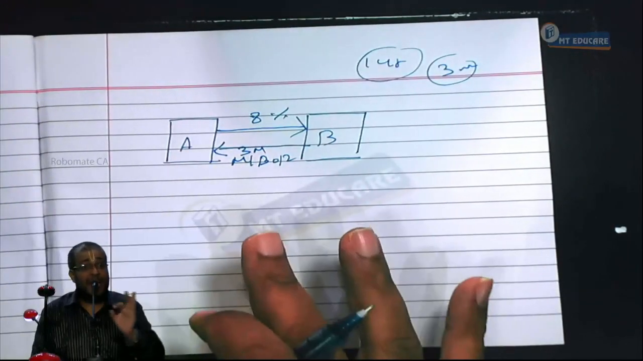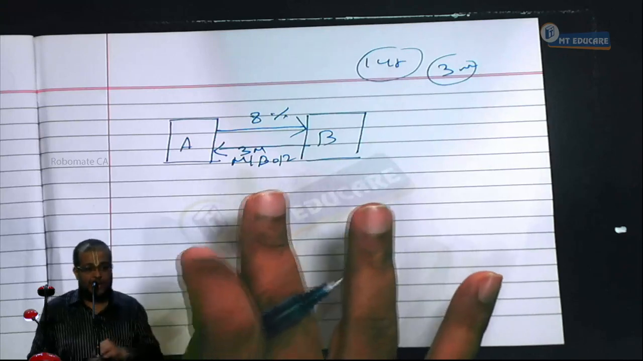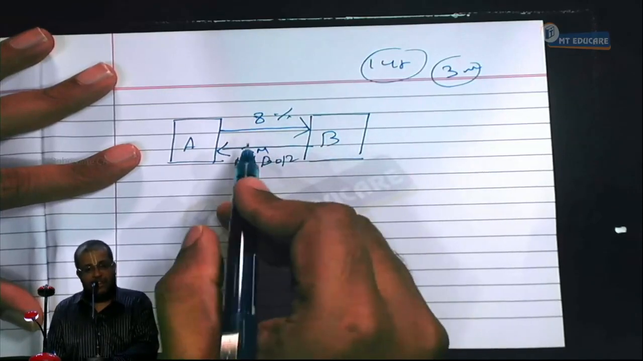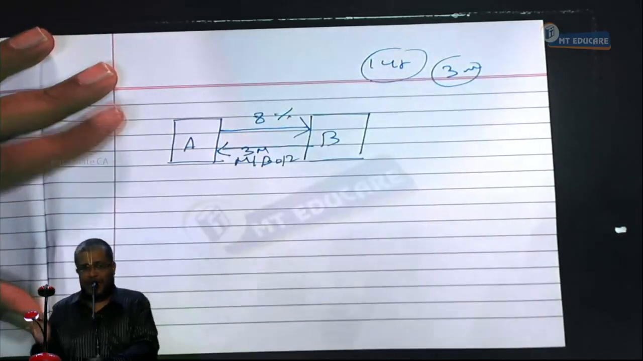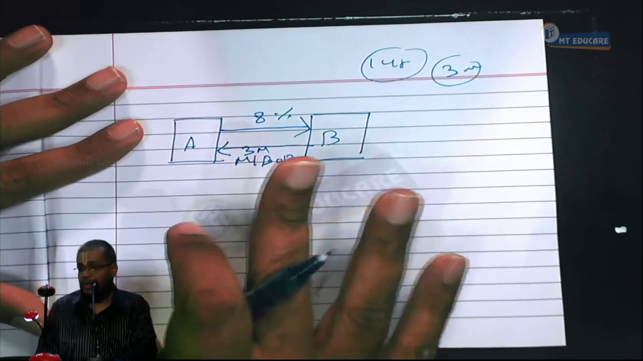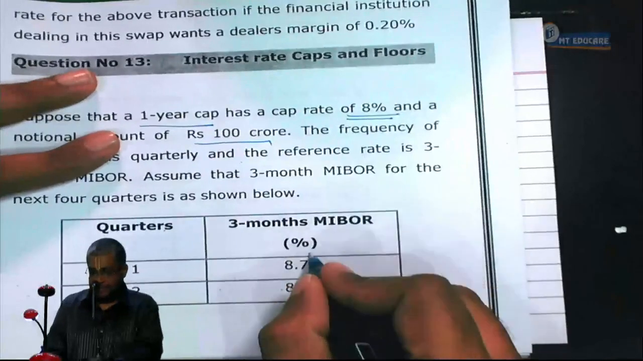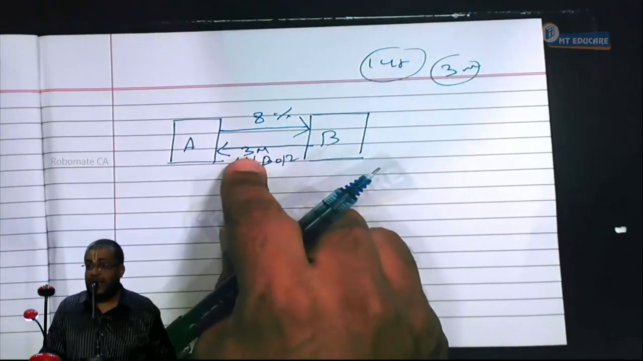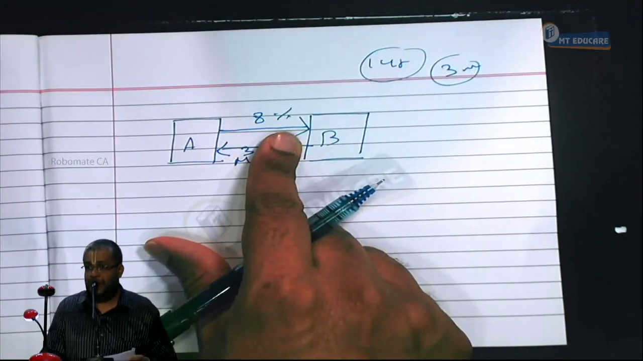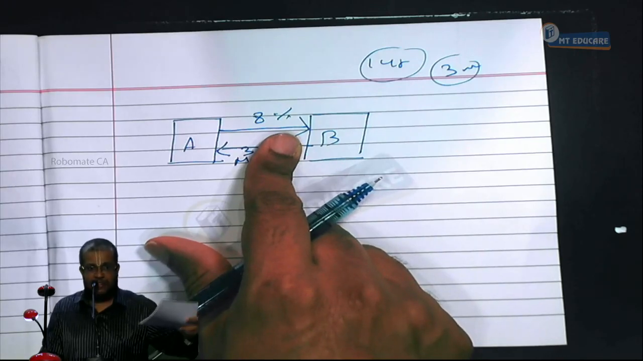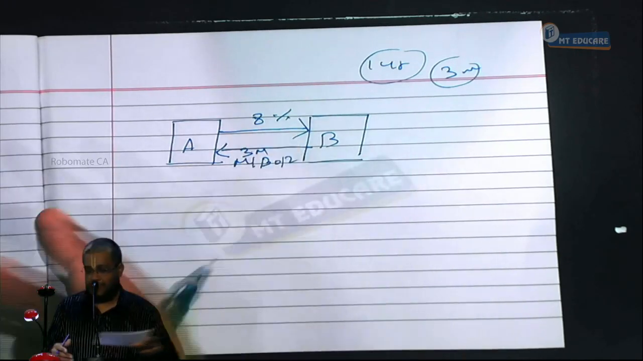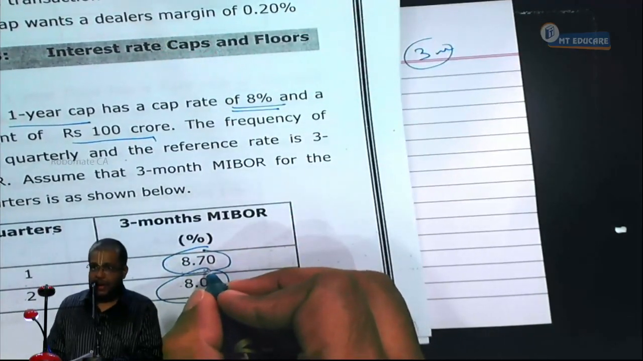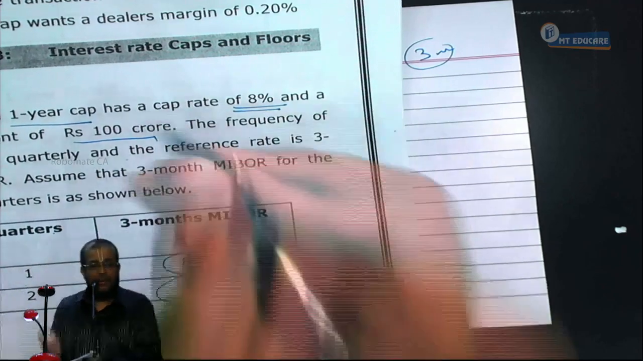Now, if this is an interest rate swap, once in every 3 months I exchange MIBOR against 8%. For example, the first floating rate is 8.7. So I receive 8.7 and pay 8%. The first swap cash flow is a 0.7% gain for me. And this is assumed to be the fixing rate that is going to be exchanged.